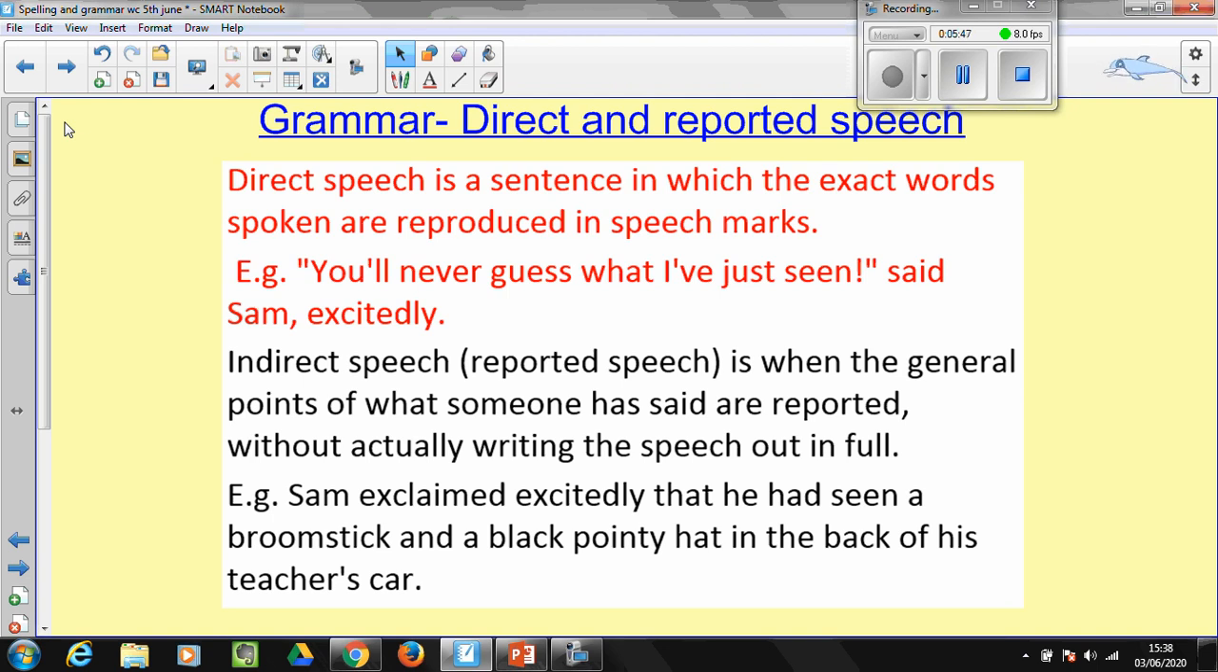So in direct speech, you use the speech marks to say what's actually being said. In reported or indirect speech, you tell someone that someone has spoken, but you don't write it as if they're directly speaking.